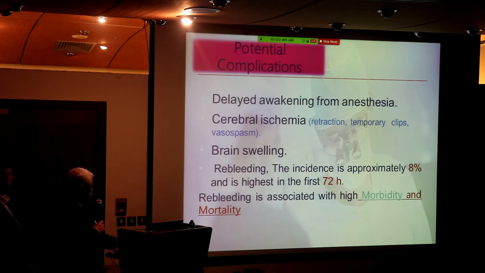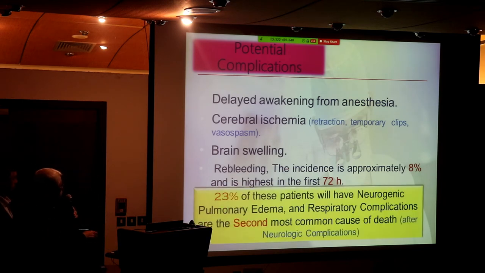23% of these patients will have neurogenic pulmonary edema. They will develop pulmonary edema, so be aware of the blood, fluid and respiratory complications. The second most common cause of death will be respiratory, after neurological.